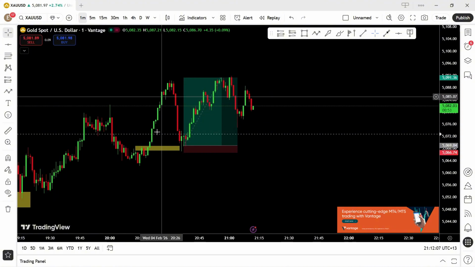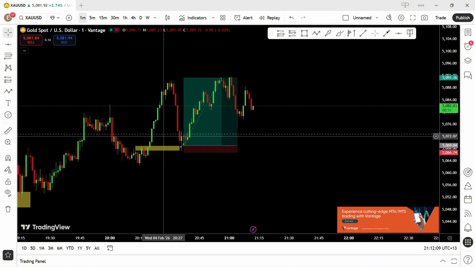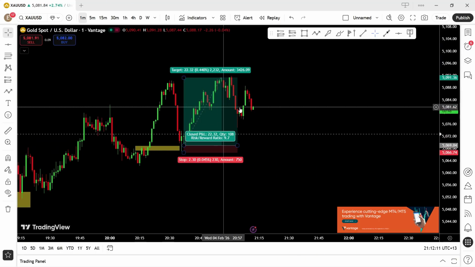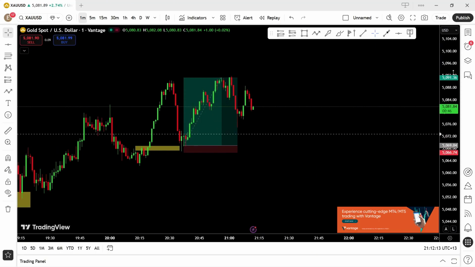So I'm just waiting for price to fill a previous imbalance, come back to an order block, and then react. You'll see this over and over and over on especially gold.